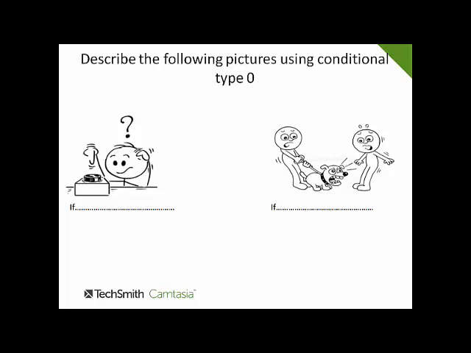Exercise number 3, which is about describing pictures. So you have pictures, try to imagine a condition and a given result. For example, the first picture, the boy is trying to press a button. So what do you think? If he presses the button, something will happen. What is it? Try to imagine.